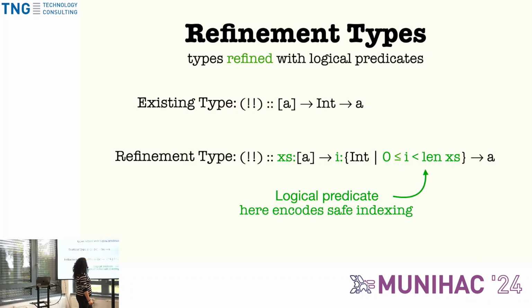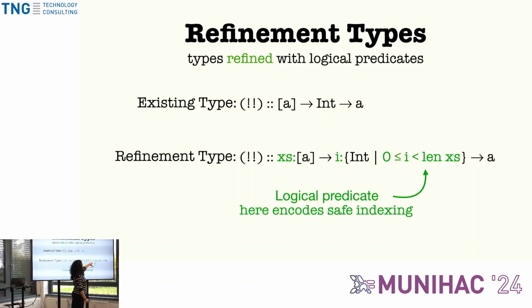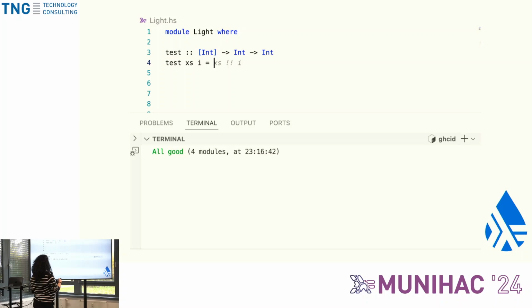So what we do with refinement types in Haskell is say: I'm going to name the input list xs, and then I'm going to refine the index I am using for this list and say that this index i is between 0 and the length of the input list. So I am using logic to refine the existing type to express safe indexing. And then we have Liquid Haskell, which is a refinement type checker for Haskell.